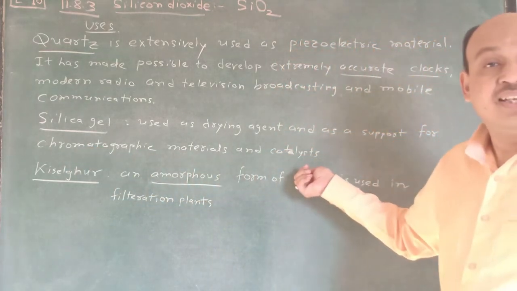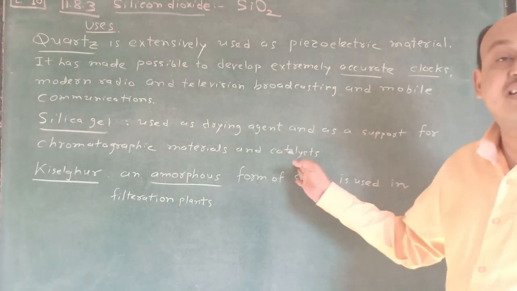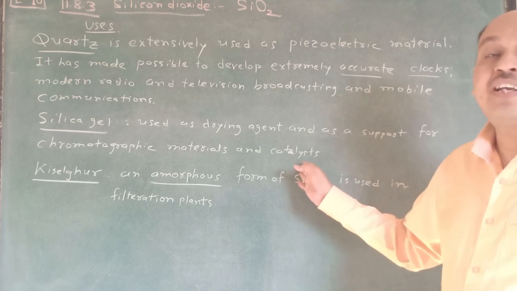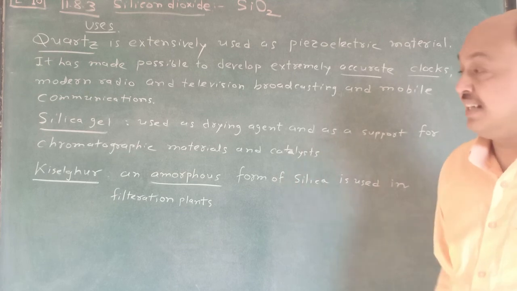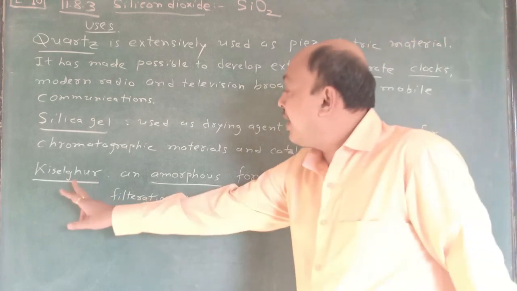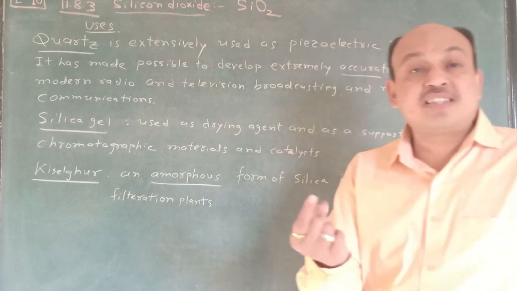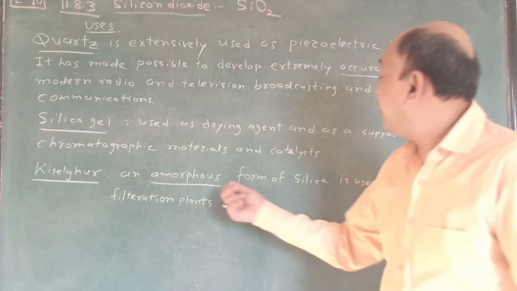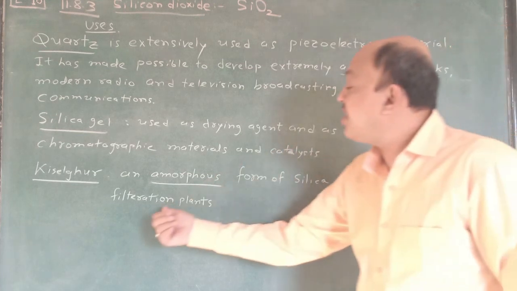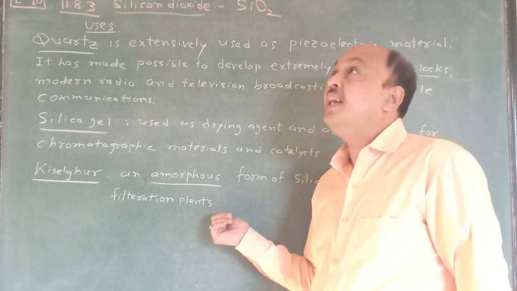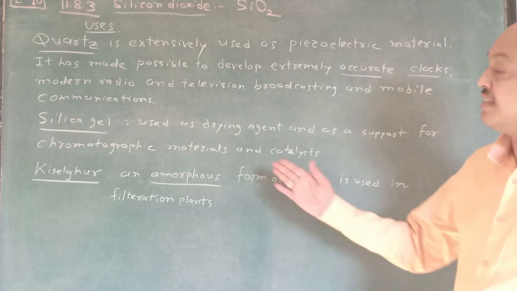But these are chromatographic materials and catalysts. And as a catalyst it is very important, because at high temperature it is not affected; at elevated temperature it is resistant to the reaction. That's why it is used as a catalyst. Now kieselguhr. Kieselguhr is amorphous, remember amorphous, just like talcum powder. And amorphous forms of silica are used in filtration plants. So this is all about the uses of quartz, silica gel and kieselguhr.